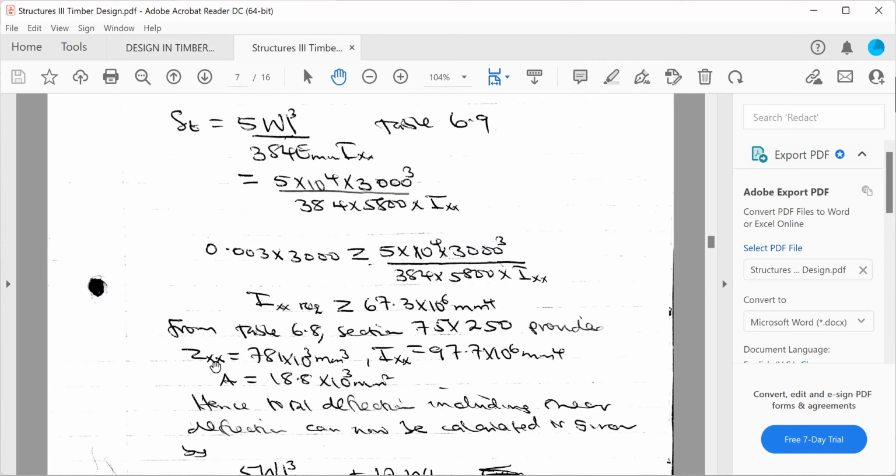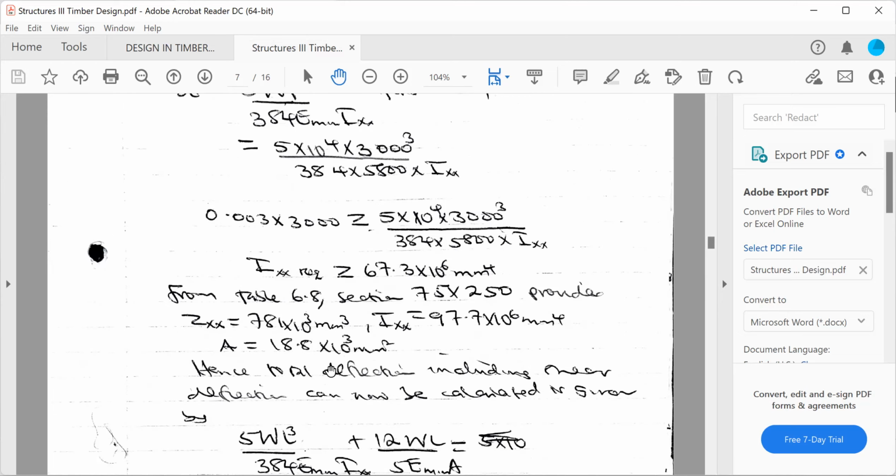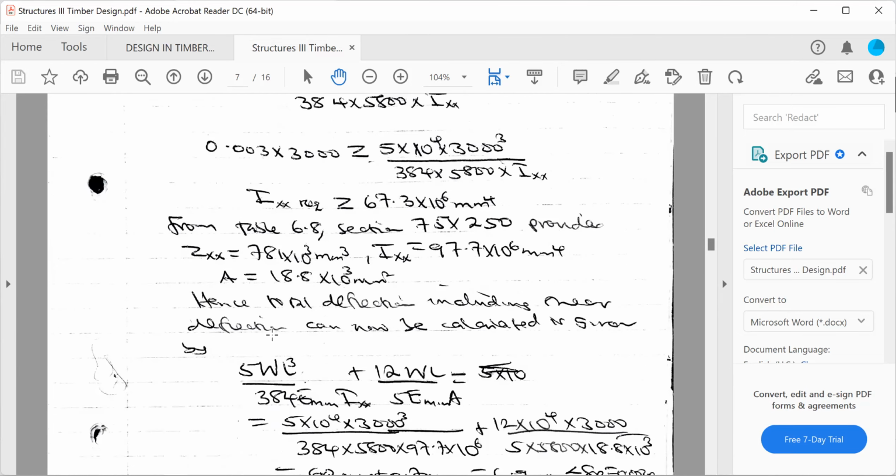So provide ZXX, now we read from the table, which is 781 times 10 to the power 3, IXX of 97.7 times 10 to the power 6 millimeter power 4, and area, this area we saw it 18.8 times 10 power 3 millimeter square. Now remember, the value you take from the table, you see we calculated 67.3, but now our value is 97.7. Like the value from the table should be more than what we calculated.